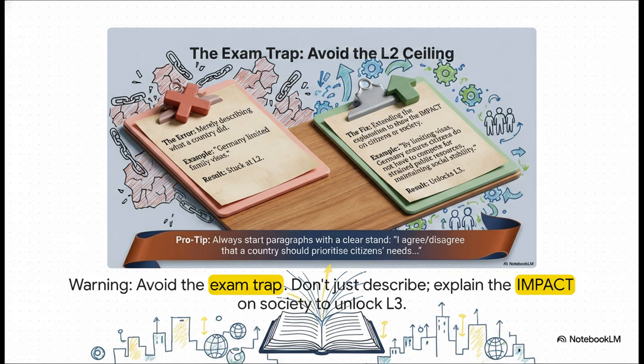Germany limited family visas. Well, so what? That's just a description. It'll get you stuck at level 2. Now look at the fix. By limiting visas, Germany ensures citizens do not have to compete for strained public resources, which helps maintain social stability. See that? That is the impact. You have to always explain the impact on citizens or society to unlock level 3.